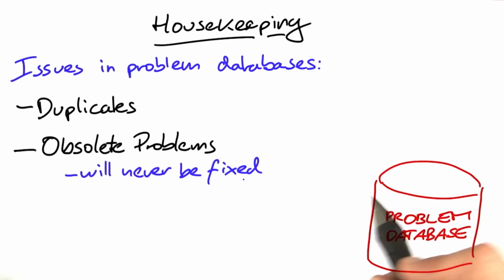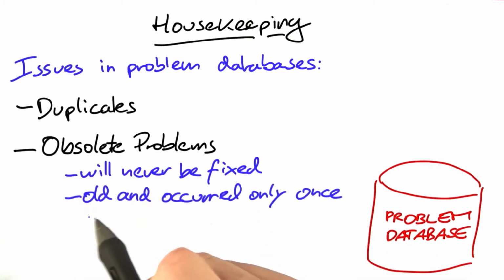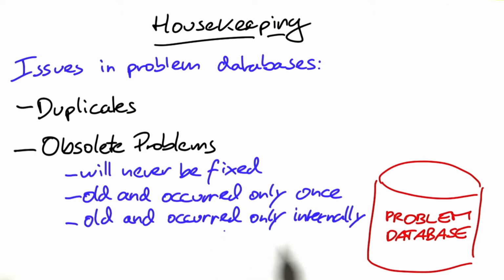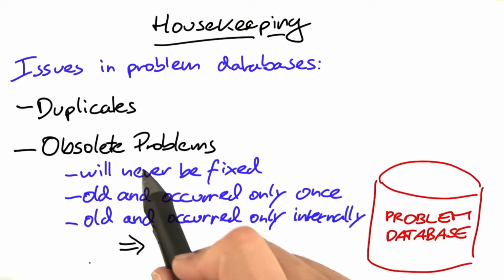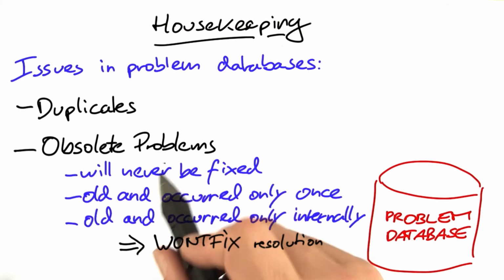A problem is obsolete if it will never be fixed. For instance, because the program is no longer supported, or the problem is old and occurred only once, or the problem is old and occurred only internally. You don't want to actually delete these problems, but you can tag them with an appropriate resolution. In Bugzilla, for instance, there's a special won't fix resolution for such obsolete problems.